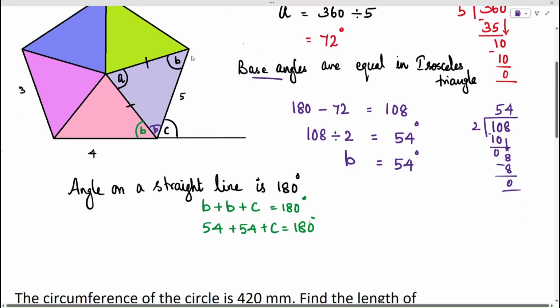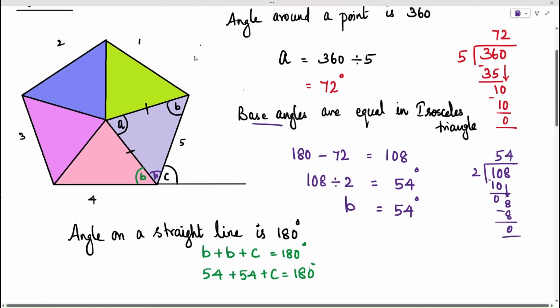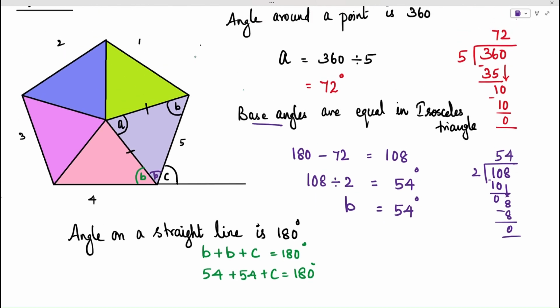Now, if we simplify this further, we get 108 plus C is equal to 180. And if we subtract 108 from both sides of our equation, we get C is equal to 180 minus 108, and C is equal to 72 degrees.